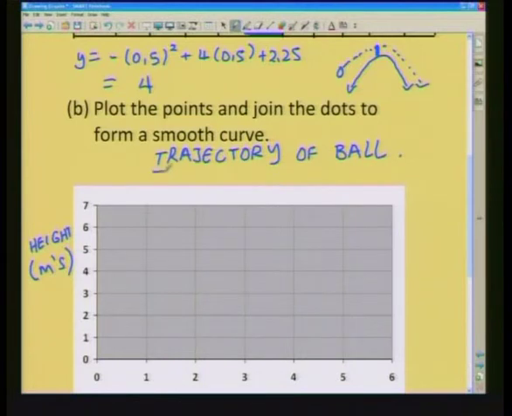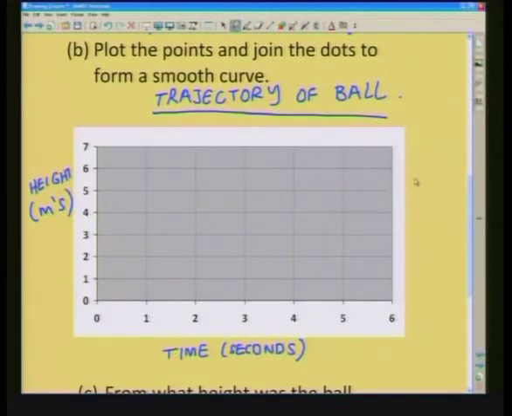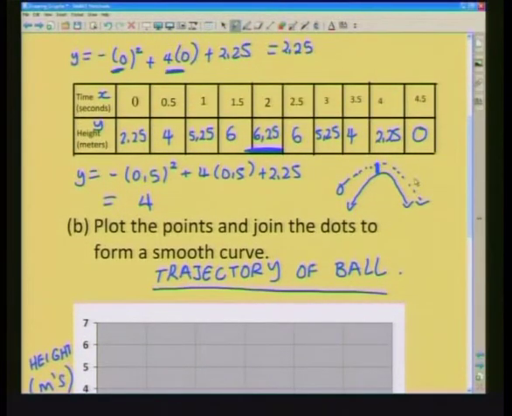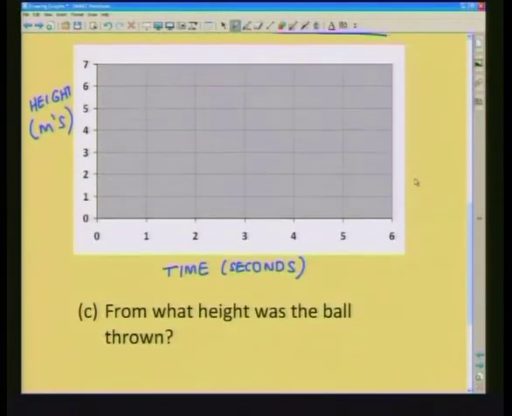Okay, so we've headed our graph, we've labeled the axes, and that means that we've already got marks before we've even put a dot onto this graph paper. All right, now we can plot our points from the table. When x is 0, y is 2.25. So all I do is 0 for time and 2.25.